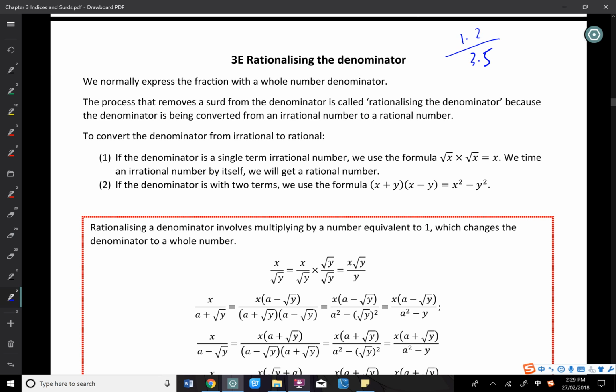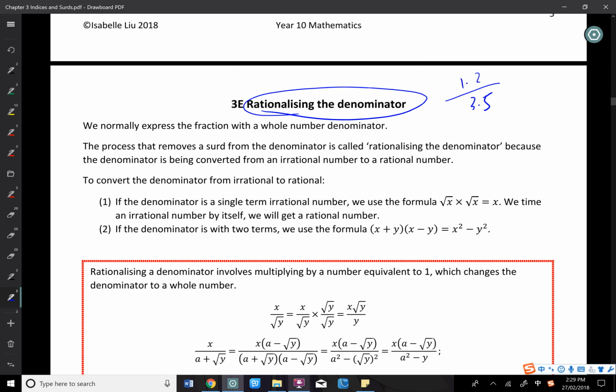So in the VCE requirement, for Methods and Specialist, we require the denominator must be an integer. That's why we have this exercise, rationalize the denominator. So your denominator needs to be an integer. For example, this simple example here, 1.2 over 3.5, that's easy to achieve an integer. It's just 12 over 35. I can enlarge that by 10 times to make the denominator an integer.